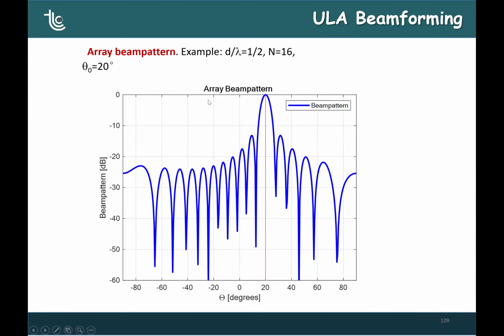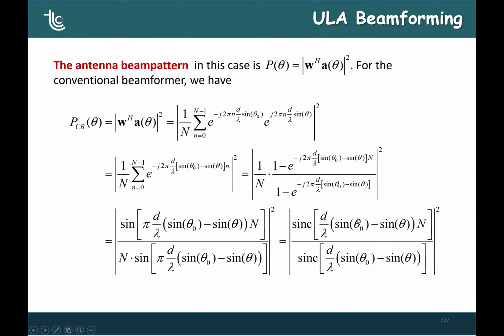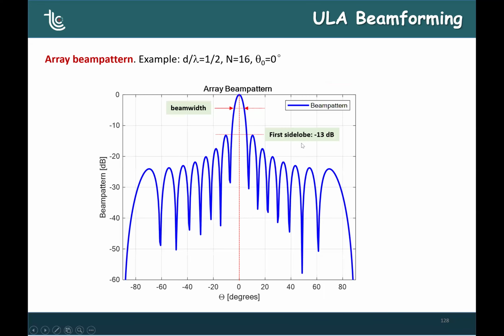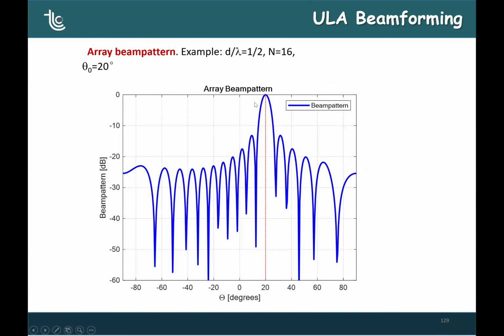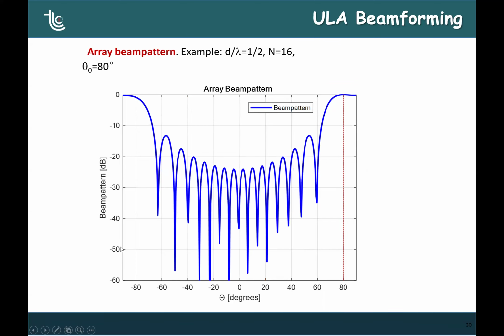Now, we change the angle, so we point the beam along the direction 20 degrees. Then we put theta 0 here and here. And this is what we have, okay? Then we have the angle here at 20 degrees. Now, we pointed at 80 degrees, and we have again this pattern.